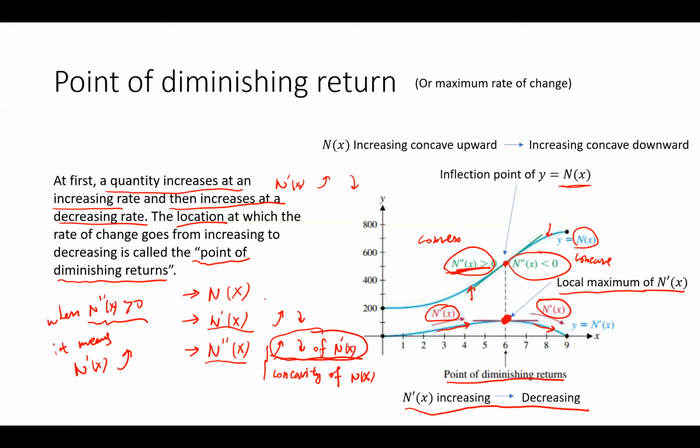So if it's increasing, then the derivative is positive. Corresponding graphically, if it's increasing in this range, then the second derivative is actually positive. That's the first level of interpretation. The second level also means that it is convex, because it's positive. So both interpretations work. They are equivalent. And that's how we interpret the graph. So basically, other than the inflection points, we now know that if there is a local maximum of n prime of x, then this point is called the point of diminishing return.